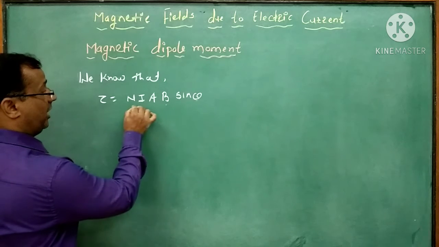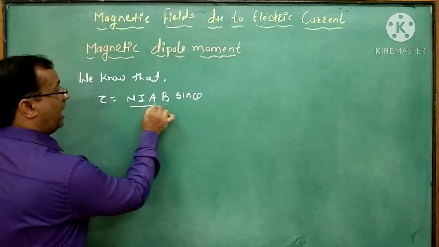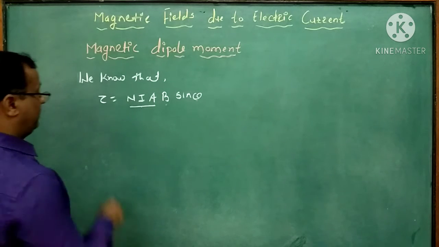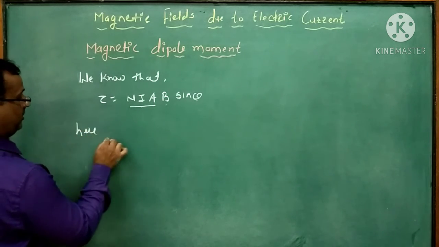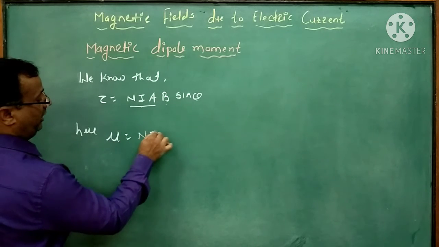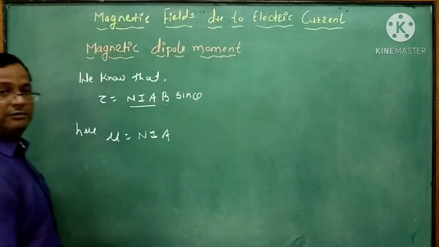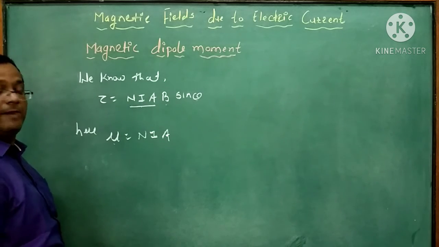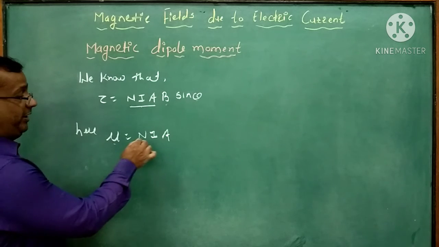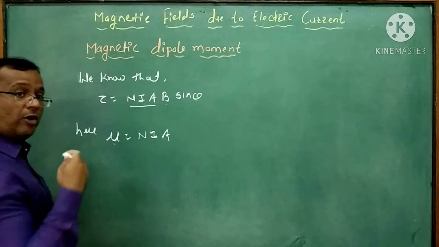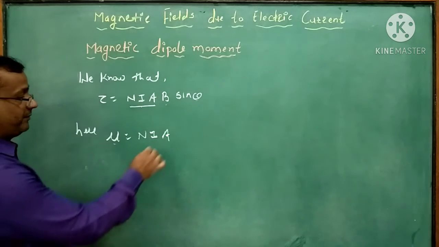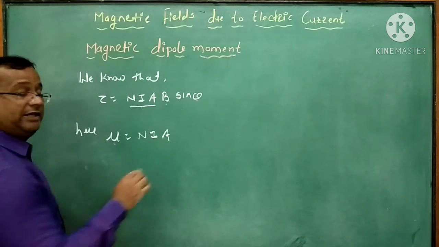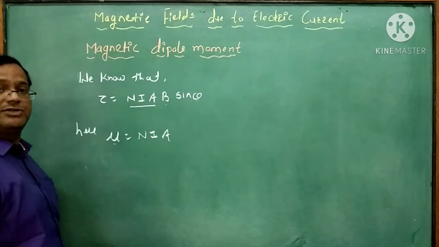Here the quantity NIA represents the magnetic dipole moment. Here mu is equal to NIA. Mu is nothing but the magnetic dipole moment. This magnetic dipole moment depends on the number of turns inside the coil, I is the current flowing through each turn, and A is the area of the coil or simply loop.